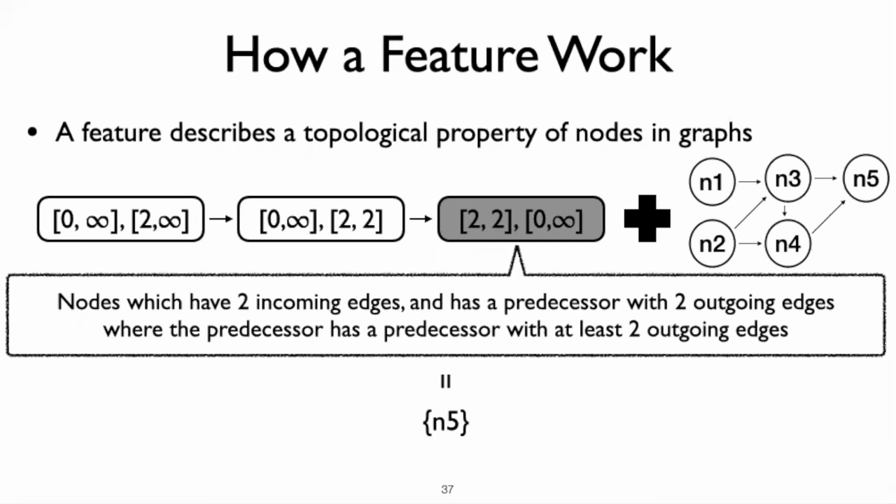Let's assume a feature with 3 abstract nodes and a graph with 5 nodes are given like this. From the graph, the feature chooses nodes which have 2 incoming edges and have a predecessor with 2 outgoing edges, which also has a predecessor with at least 2 outgoing edges. From the graph, the feature returns the singleton set N5 because only the node N5 satisfies such property.